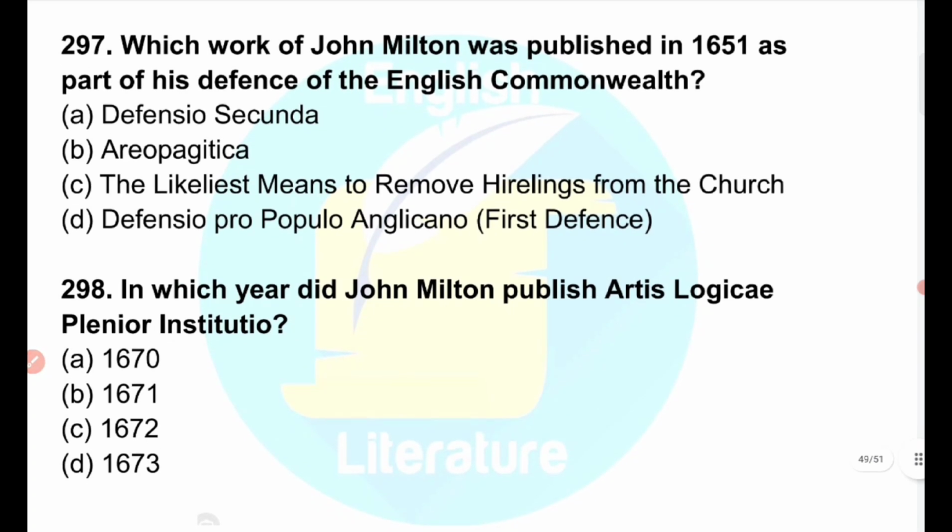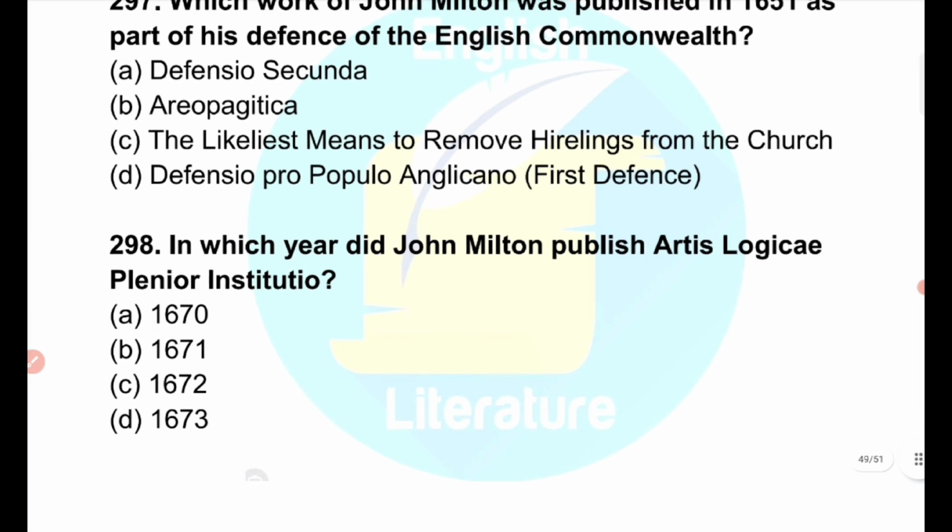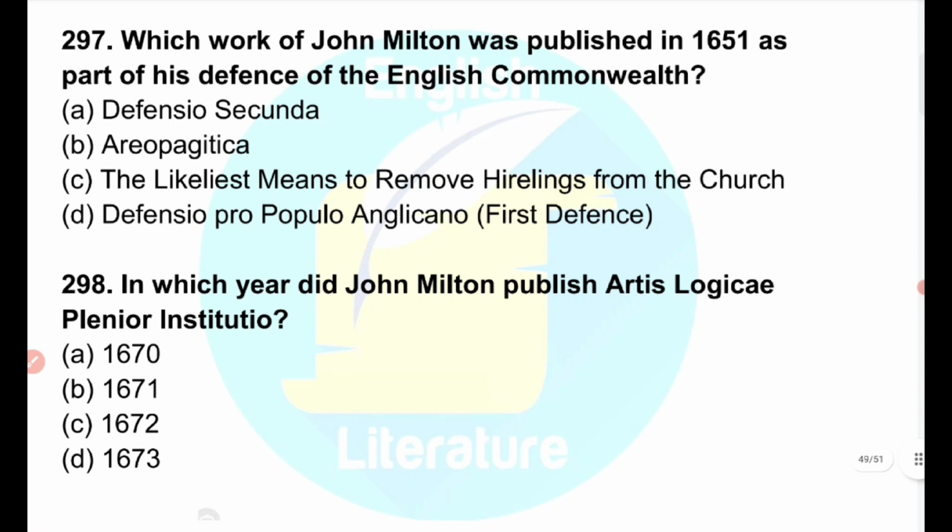Which work of John Milton was published in 1651 as part of his defense of the English Commonwealth? Option D, Defensio pro populo Anglicano.